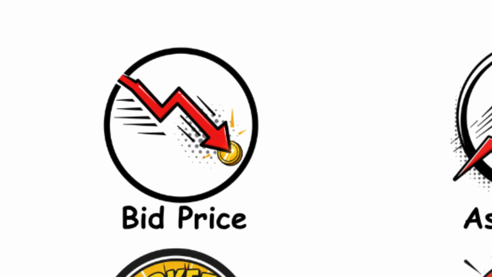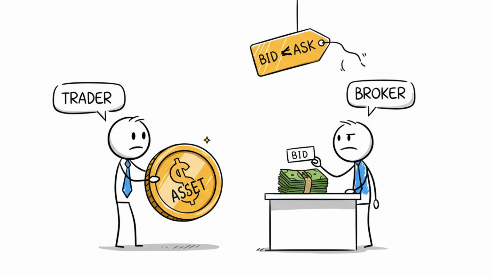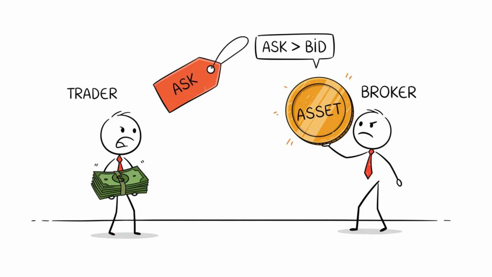Bid price. The price at which a broker or market is willing to buy an asset. It's always lower than the ask price. You sell at the bid. Ask price. The price at which the broker or market is willing to sell an asset. It's the price you pay when you buy.